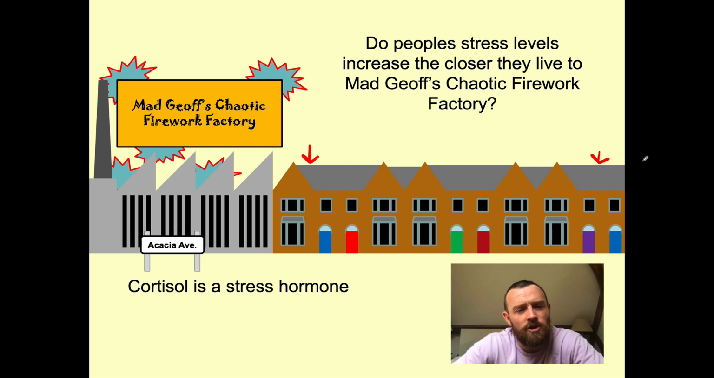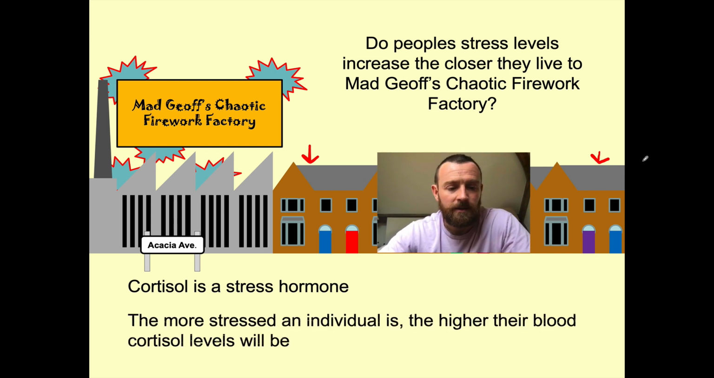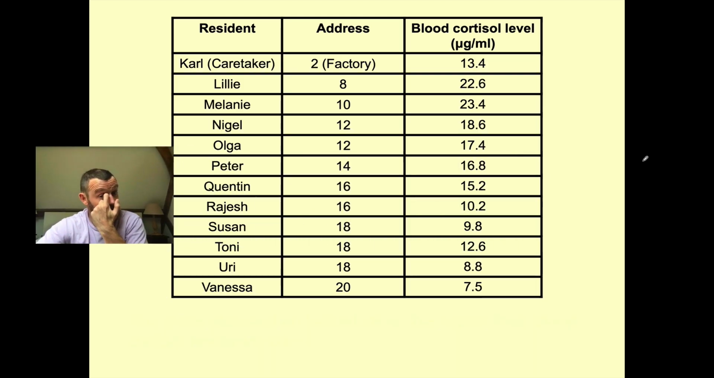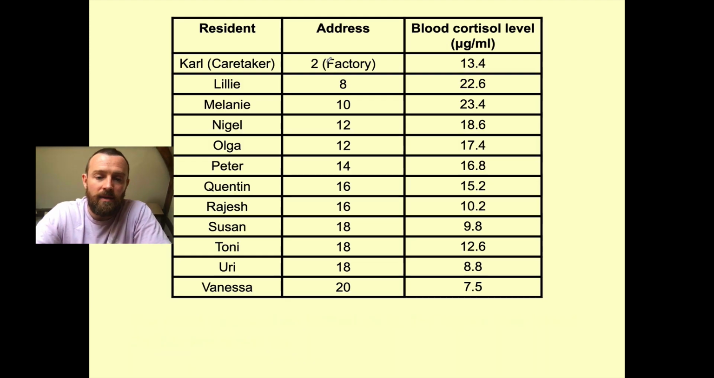We might do this biologically by measuring cortisol levels. That's a stress hormone, and it has been shown to be increased by noise, but is that happening in this street? So the more stressed an individual is, the higher their blood cortisol levels will be. So what we can do is look at the address of people. The factory is at number 2, Acacia Avenue. And then we have the addresses going down here. So people who live further away from the factory, their address is a bigger number.